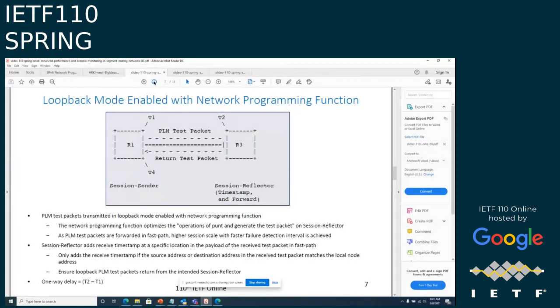And with the loopback mode, when it's used for network programming, the reflector not only just forwards the packet, but also timestamps the packet, and the reply comes back to R1. So the idea here is that this happens in the fast path, and you're getting not just liveness monitoring, but also the delay values because the reflector adds the timestamp. So yeah, this is a combined liveness and delay in fast path. Next slide, please.